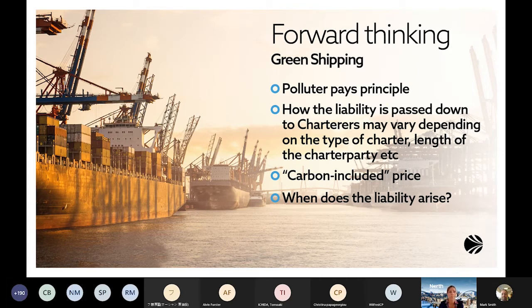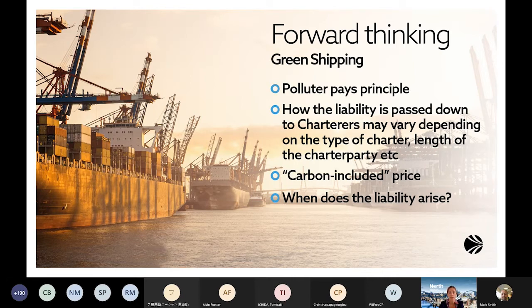type of charter party. So if the charter party is a voyage charter, then the price could be a carbon included price, or alternatively there could be a provision included in the charter party to pass the cost of allowances down onto the charterers. In the case of a time charter, whether it's going to be dealt with on a voyage by voyage basis or, for example, annually in the context of a longer term time charter, that'll be for the parties to negotiate.